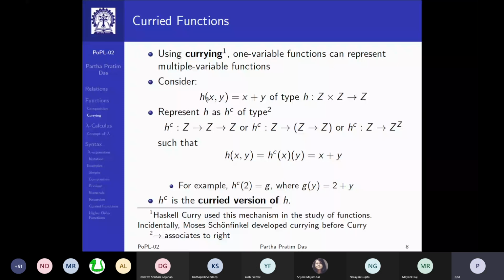Now from h we derive a curried function hc. What it does is it takes a value x, a fixed value of x. So if you put a constant value in x, what you'll get is a function in y only. For example, if you put x as 2, then you will get a function 2 plus y, which by itself is a function, but this function is of one variable only. So we can say that the curried function hc is a function which takes one value in Z.